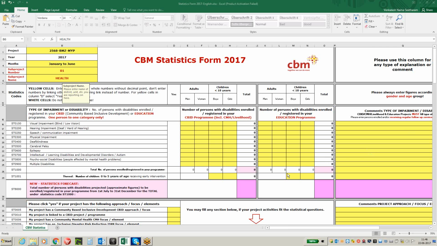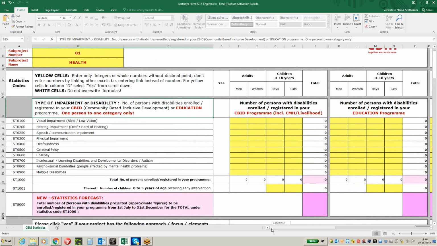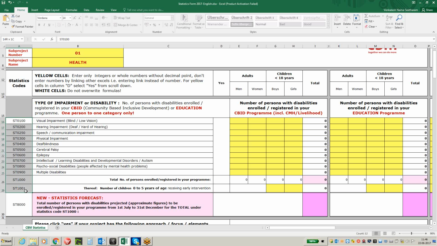Okay, if there are no more questions, then I'll go to the next section. Next section is what you see here. I'll just enlarge the screen so that it's easy for you to see. The next section is this, 100 to 1001. Here you see various types of disabled people.